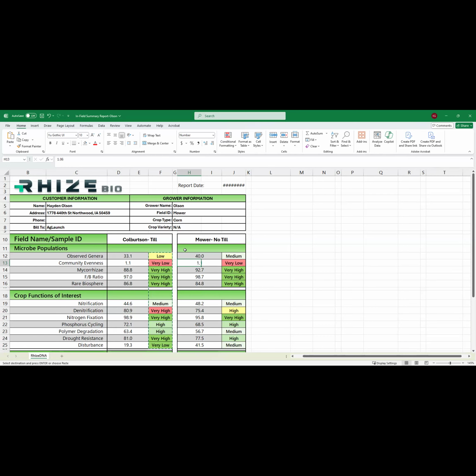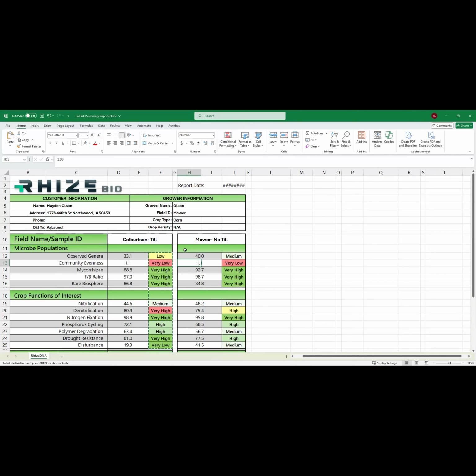Well, one thing that stands out to me is typically in a no-till system, you don't have as much denitrification. It's a marginal change, only a 5% difference, but typically no-till is able to hold on to some of that nitrogen a little bit better. I guess we have more nitrification occurring and a little bit less nitrogen fixation occurring. So it's marginal.